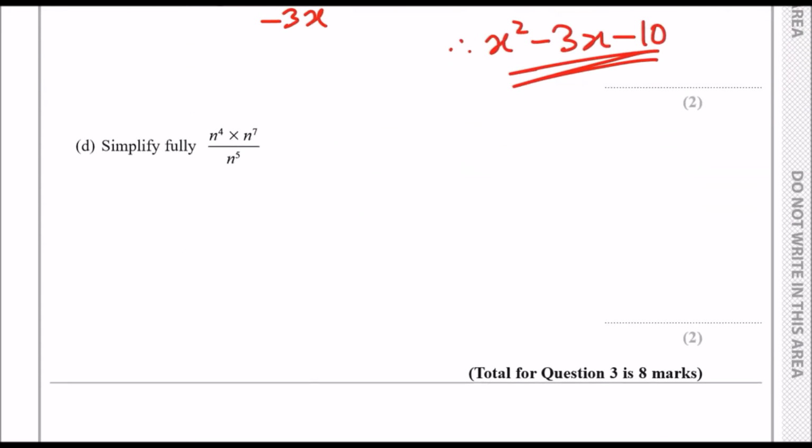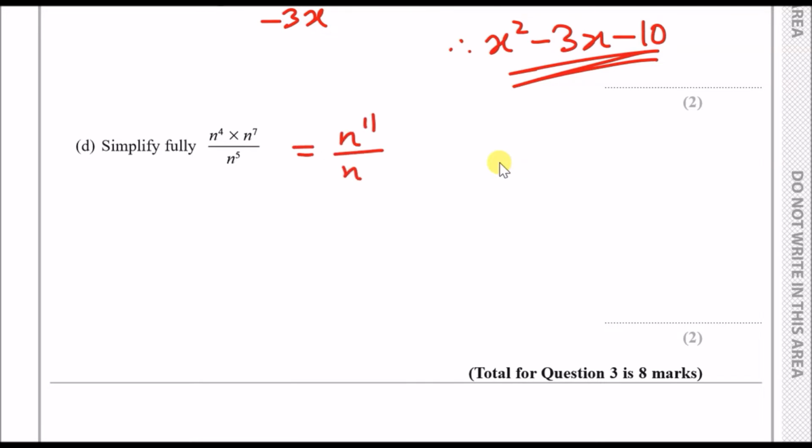And lastly, for part D, I think that's the last one, yep. Simplify fully this fraction. Now, when you're multiplying terms that have powers with the same bases, like n, you just simply add the powers, yeah? So n to the 4 times n to the 7. If you add up 4 and 7, you get n to the 11.